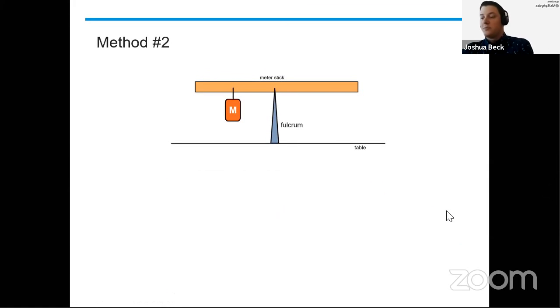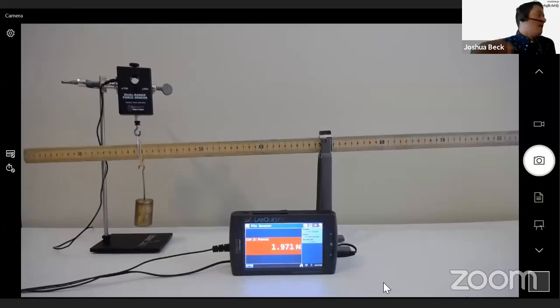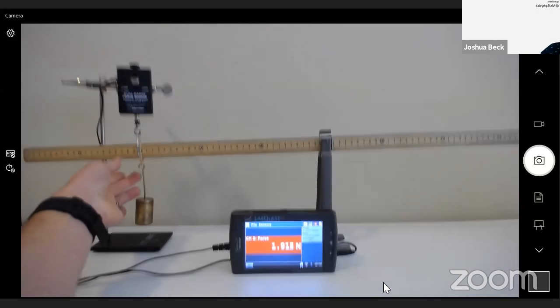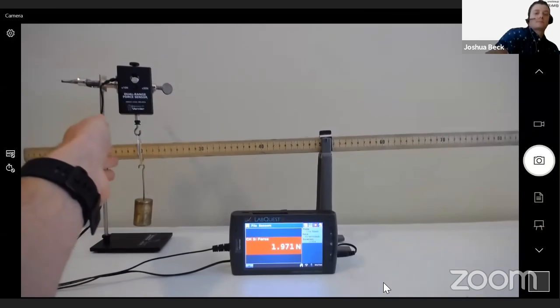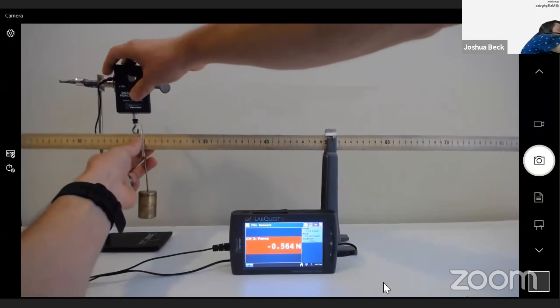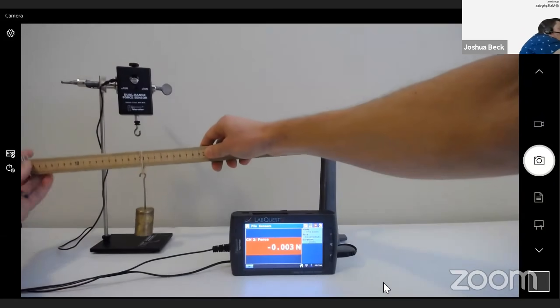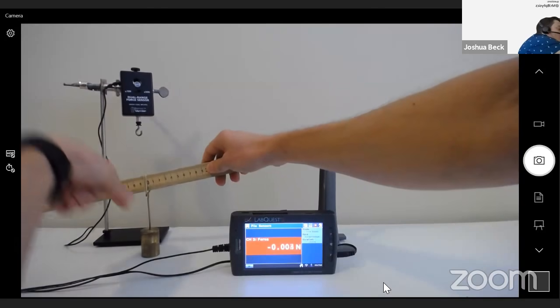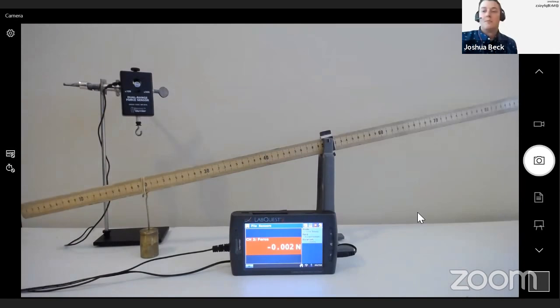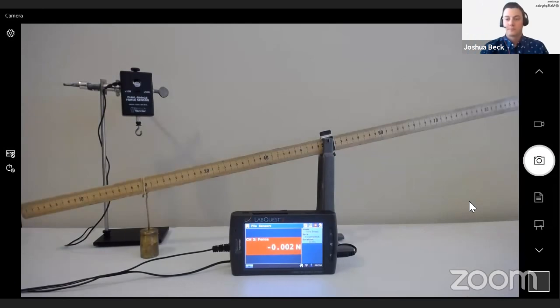So method 2, what's this going to look like? I asked you guys to come up with a way that you could balance this system. I'm going to go back to the video. One way that we could balance it is we applied this upward force over here. Now, is it possible that I could balance this some other way? Well, of course. There's actually lots of ways that I could balance this.